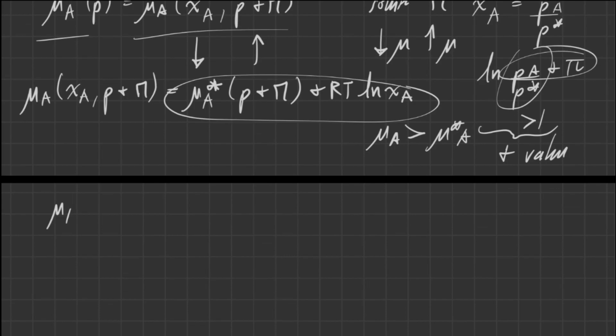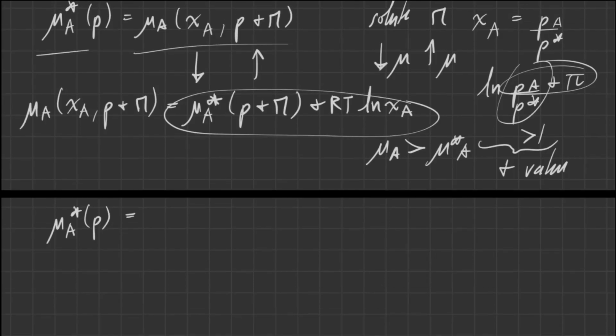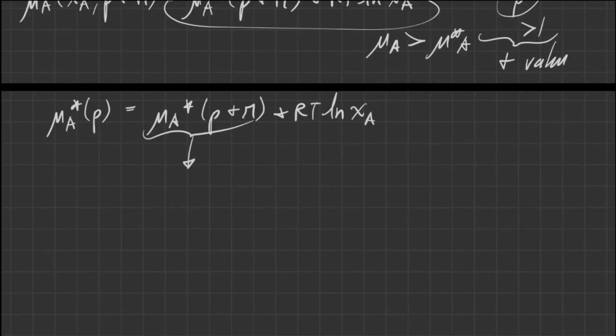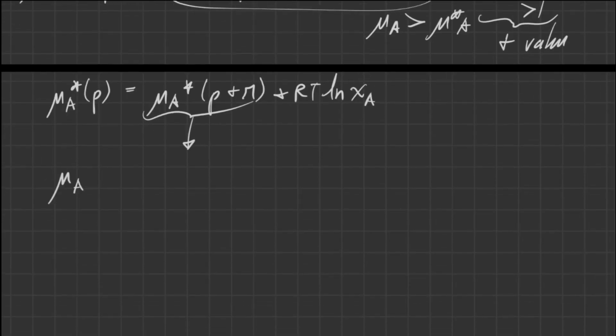and then you're going to end up with mu A at pressure P standard is equal to mu A standard at P plus osmotic pressure plus RT natural log of the mole fraction of A. Now you're just going to want to rearrange in terms of this, and then you're going to get this expression. Sorry, the stars are pretty terrible.